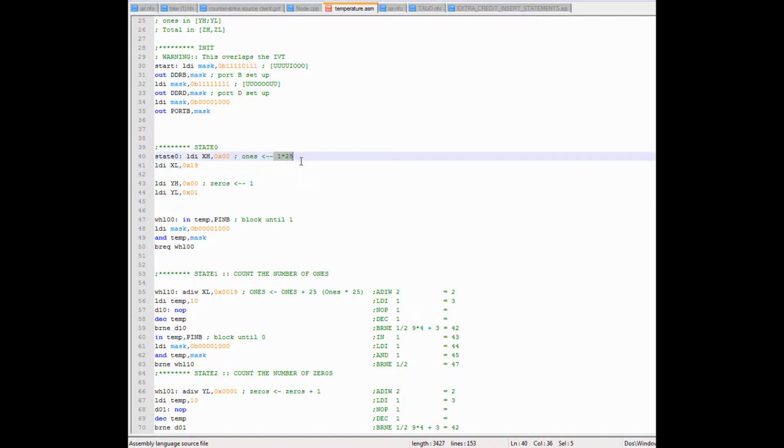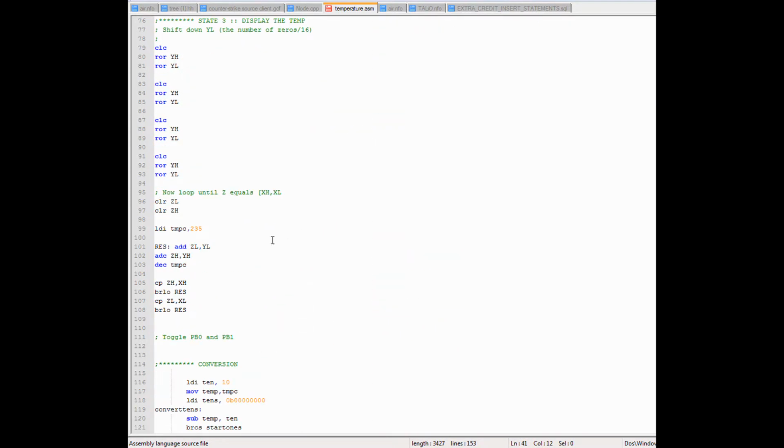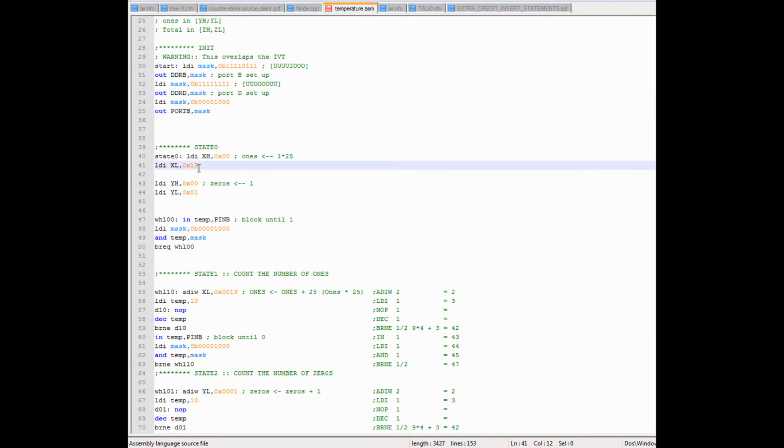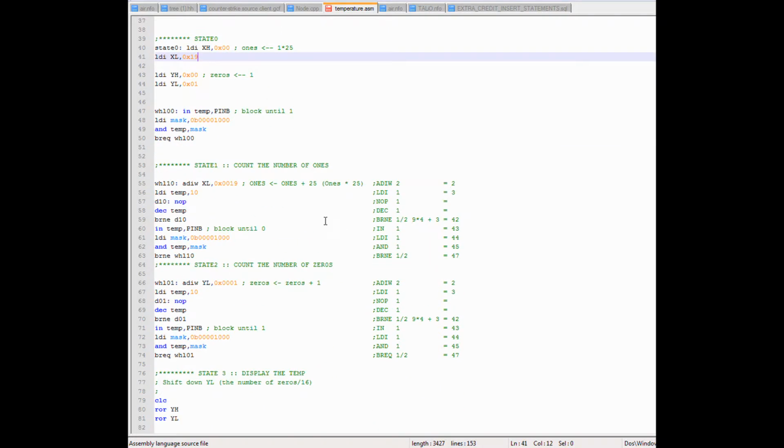Now this 25 is here. I'll explain this in a little bit. This is hex for 25. It does put 25 into here, and that has to do with the conversion later on. It actually does part of the conversion here while it's counting, but I'll get more into detail about that a little bit later.